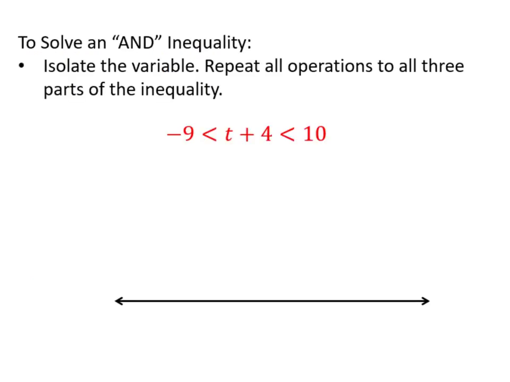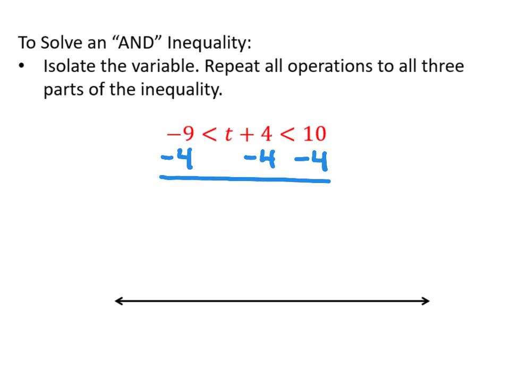Now, in order to solve an inequality, you want to isolate the variable and repeat all operations to all three parts of the inequality. If we were to just focus on the center part of this inequality, if I wanted to solve to get t by itself, I have to get rid of this +4. In order to do this, I would subtract 4. Now, whatever I do to the middle, I have to do to all three parts. So I subtract 4 from the 9 and from the 10. Like an equation where whatever you do to one side, you have to do to the other, with a compound "and", whatever you do to the middle, you do to all three sections.